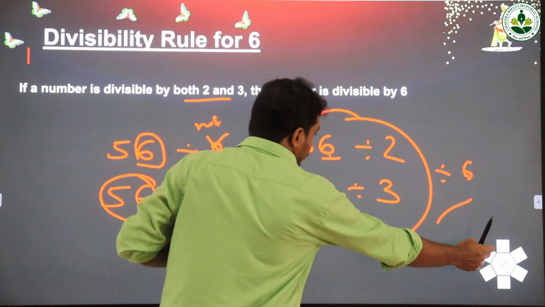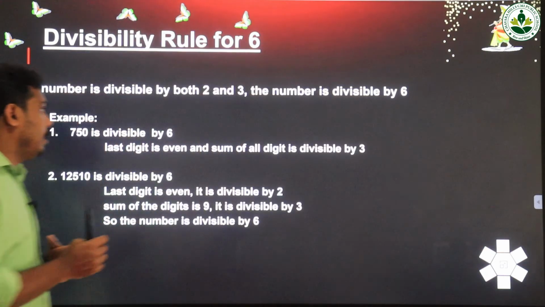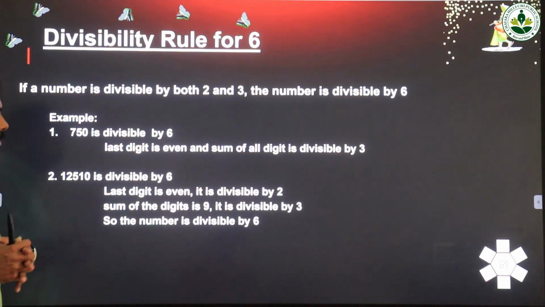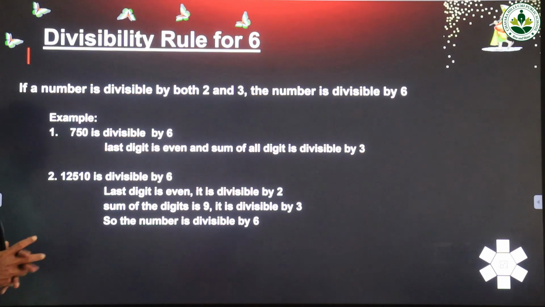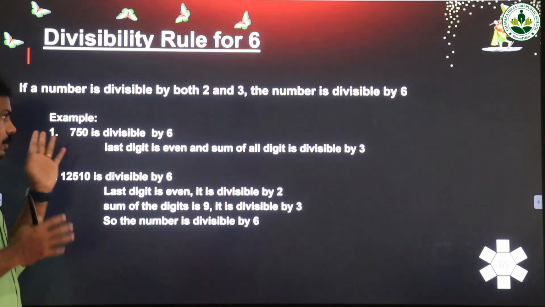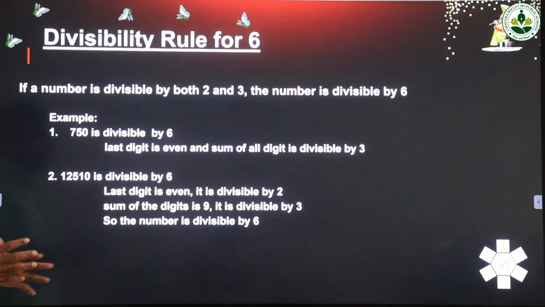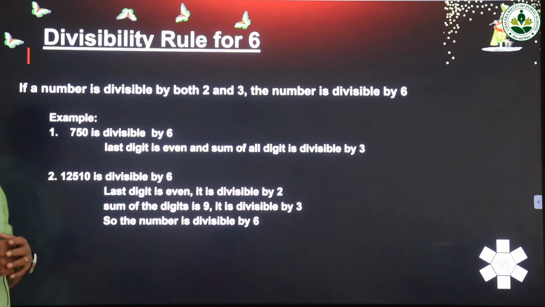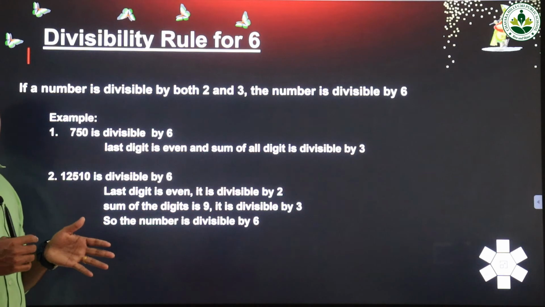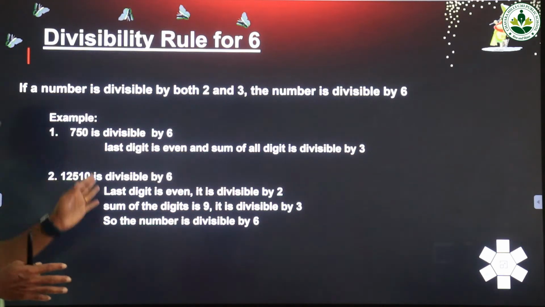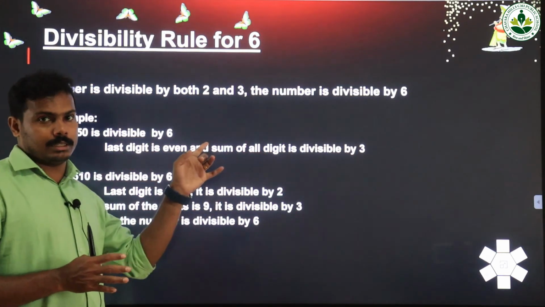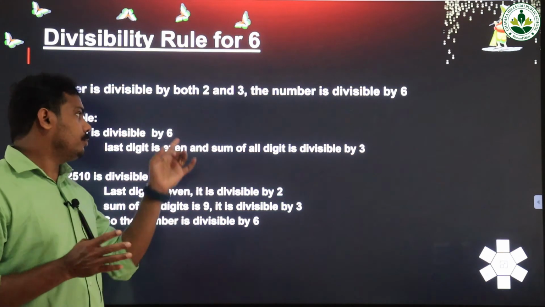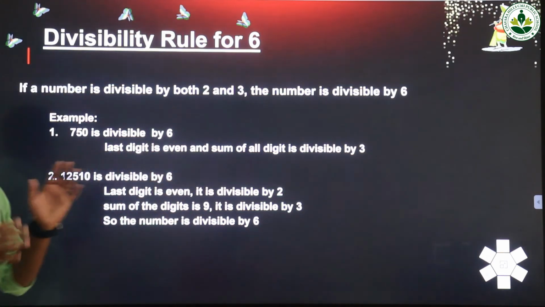Next one, you can check whether 750 is divisible by 6 or not. We need to check. 0 is in the ones place, so the last digit is even, so it is divisible by 2. And the sum: 7 plus 5 is 12, 12 plus 0 is 12. It is divisible by 3. So both the cases are true. Therefore, it is divisible by 6.